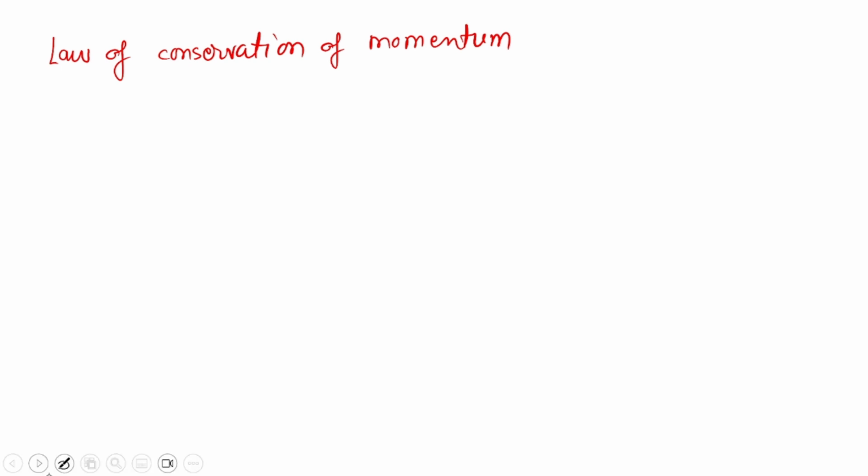Now our next topic is the law of conservation of momentum. So please note down the topic. To understand the law of conservation of momentum, I'm taking two masses. Let's say one mass is m1 and another mass is m2. The mass m1 is moving with initial velocity u1 and mass m2 is moving with initial velocity u2.